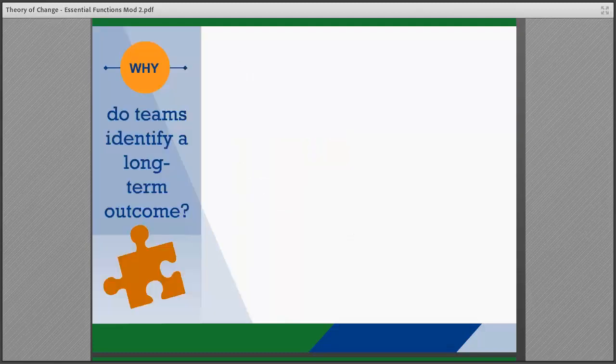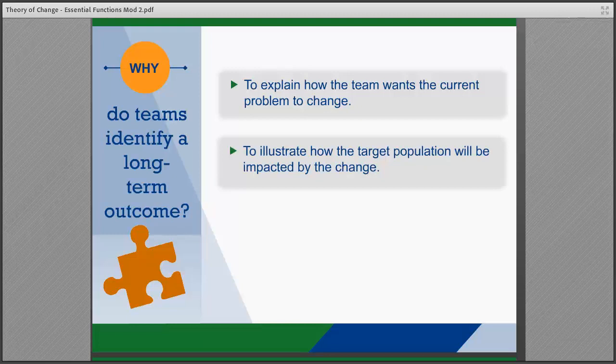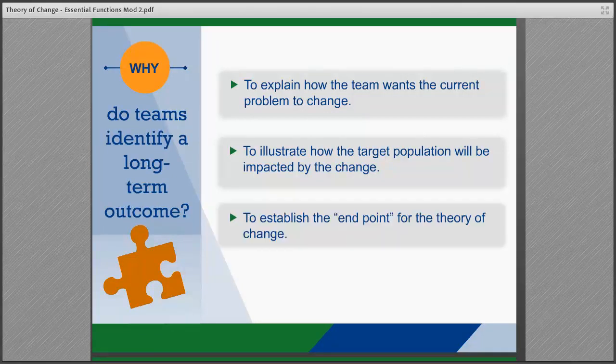After gathering information about the problem statement, root causes, and target population, teams identify a long-term outcome to describe the goal of the change efforts. Remember, the theory of change is a pathway. Think of the problem statement as the starting point and the long-term outcome as a destination. The long-term outcome answers questions like, what about the problem will change? What will the impact to the target population look like? How will the team know that their change initiative was successful?